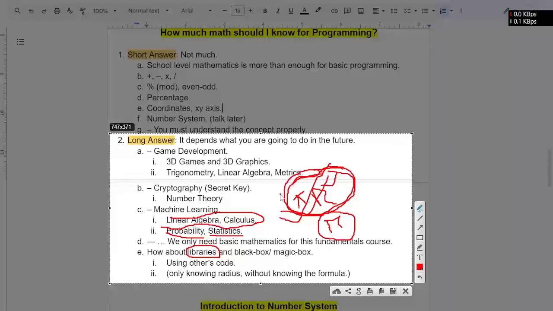Many of the formulas are already written, and we can use those formulas or functions or methods or black box that is called a library, and that will make our programming life much better, and we don't have to worry about that. So using others' code, this is called, and only knowing the radius without knowing the formula. So I think you have got that idea.